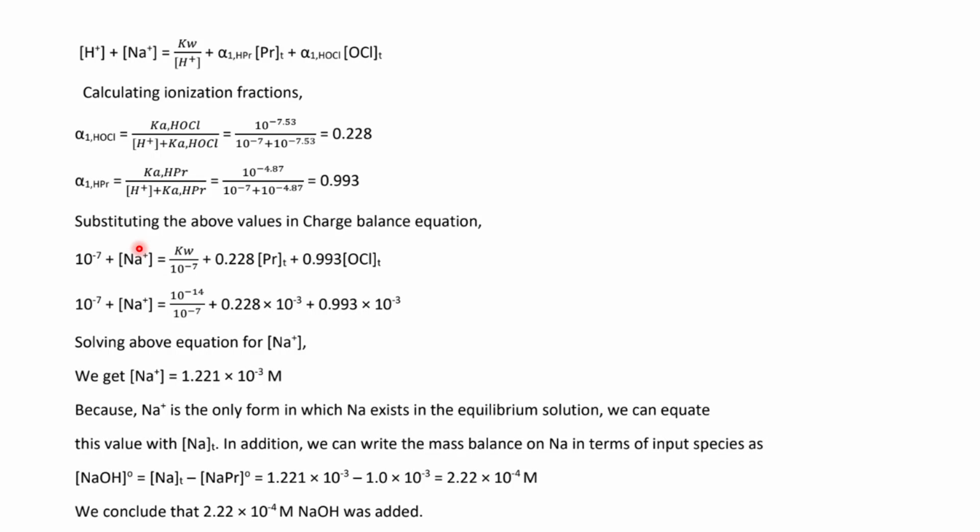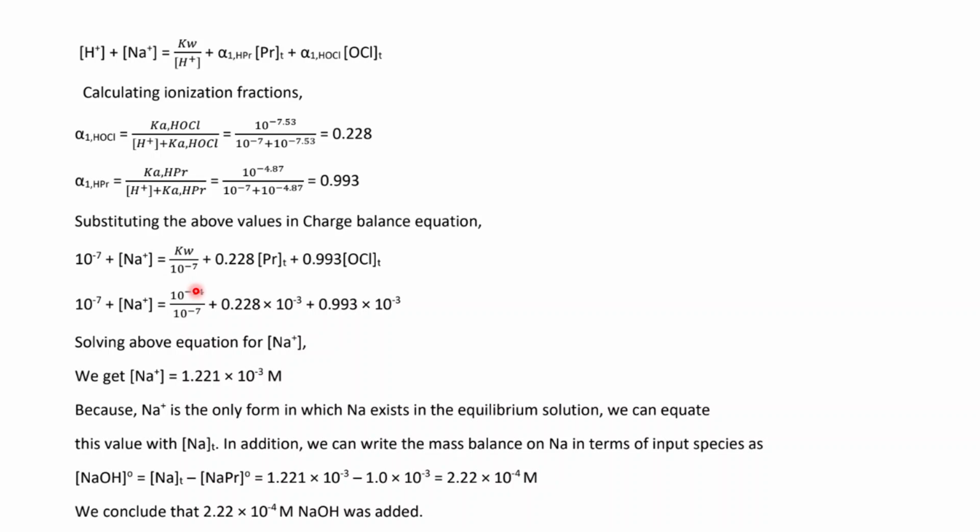Here we can get 10 raised to power minus 7 plus Na is equal to Kw upon 10 raised to power minus 7 plus 0.228 plus 0.993. After that, 10 raised to power minus 7 Na, 10 raised to power minus 14 divided by 10 raised to power minus 7. What is 10 raised to power minus 14?